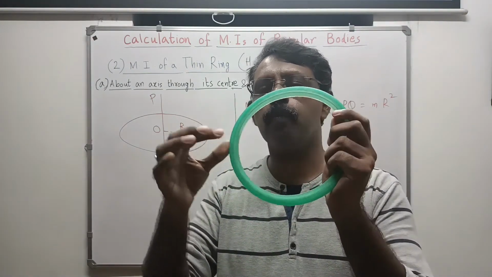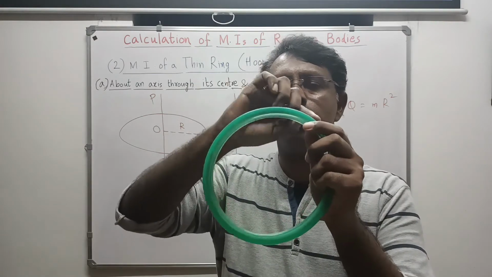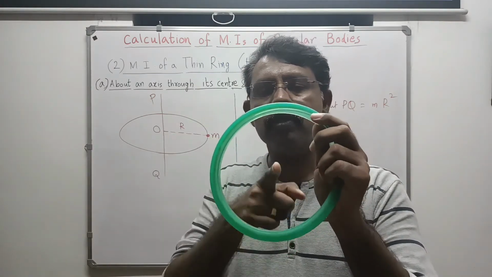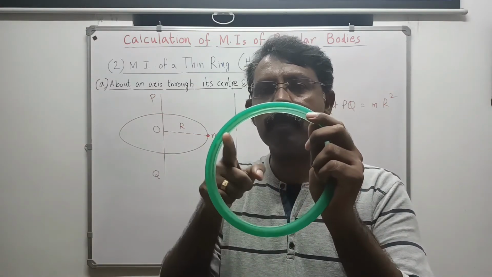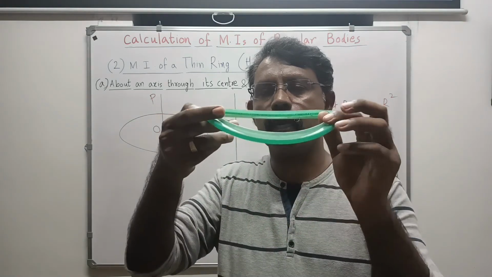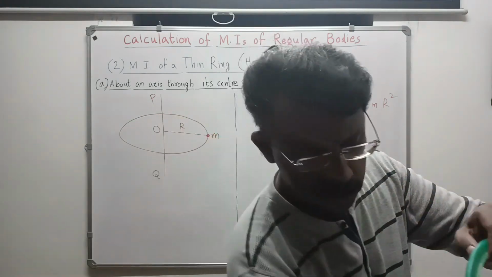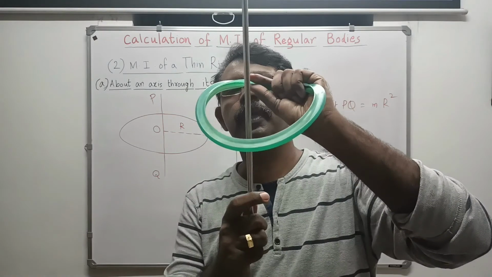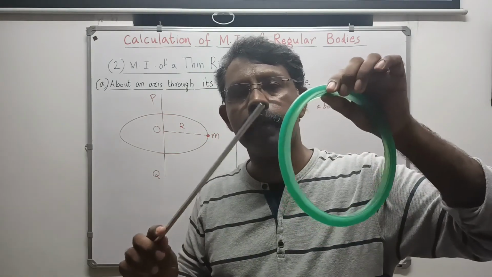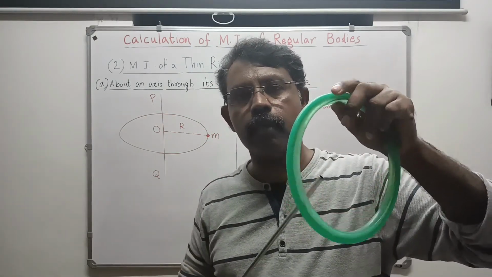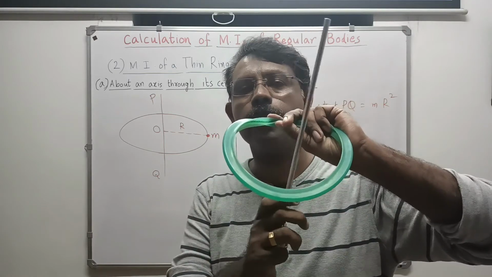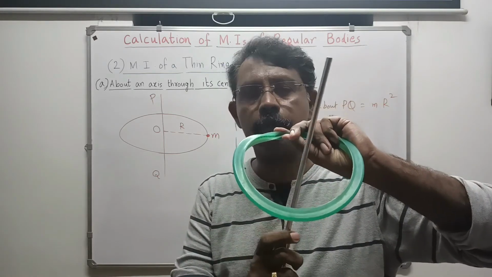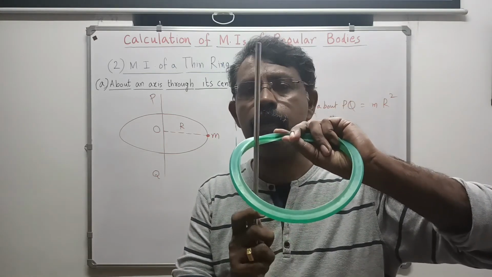Here you can see that whatever be the element, wherever it is, it will be at the same distance from the axis, because I am considering an axis like this which is passing through the center. Whichever element of this ring I consider, it will be at the same distance from the axis, and that same distance will be the radius of the ring.